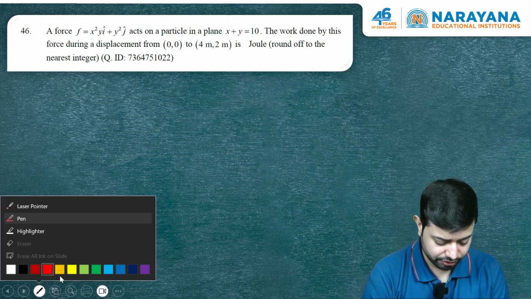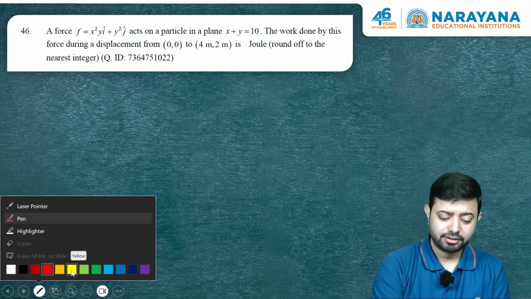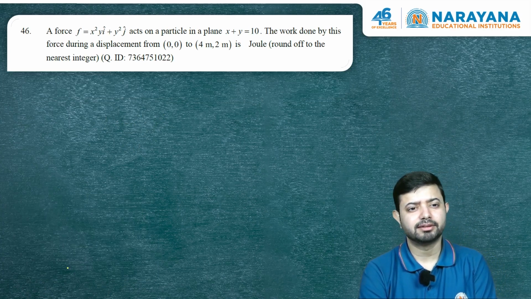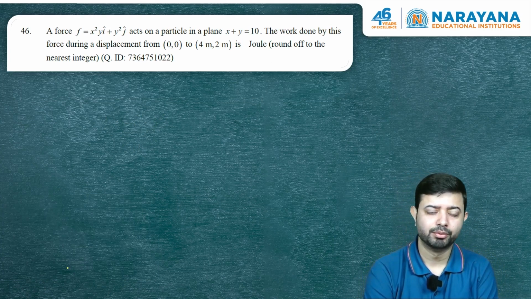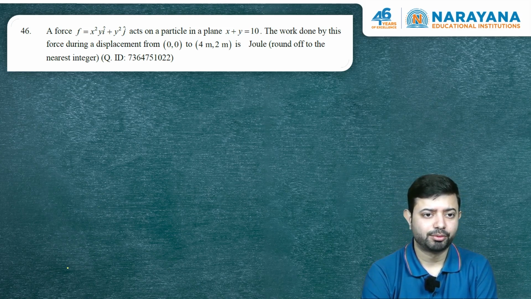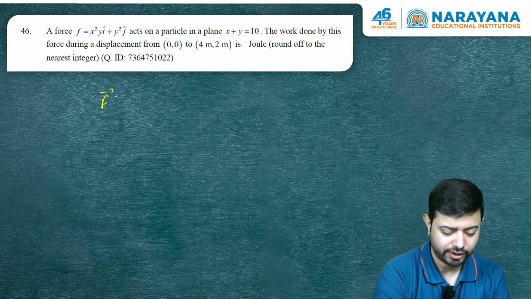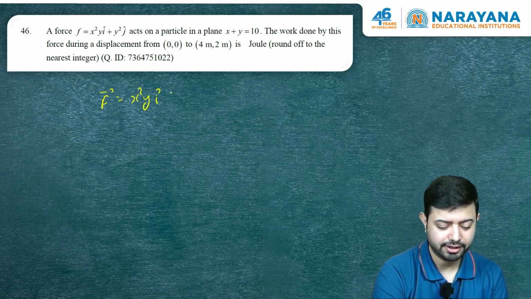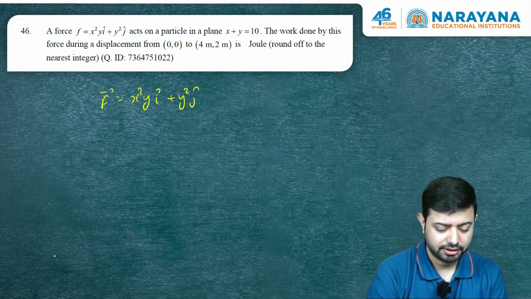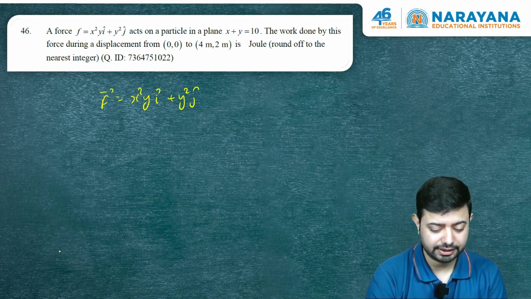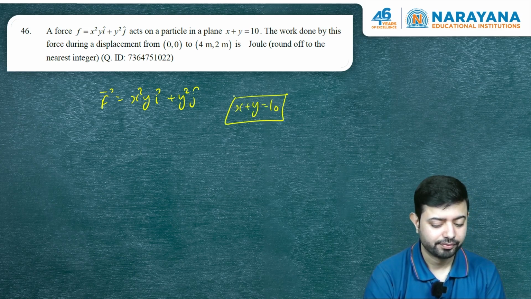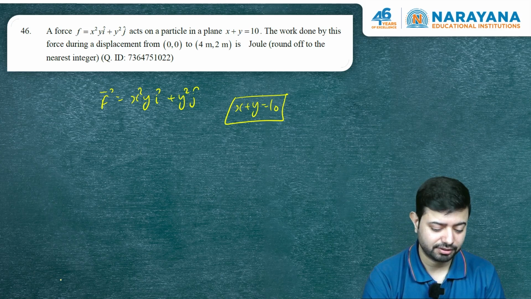Next question, you have been given this force. This is a question I will put into the bonus, okay, because here the problem is the force that they have given is vectorially x square y i cap plus y square j cap. It acts on a particle in a plane. Where is the particle? It is in a plane whose equation is x plus y equal to 10. Now, the work done by this force during the displacement from 0, 0 to 4, 2 is asked, right.